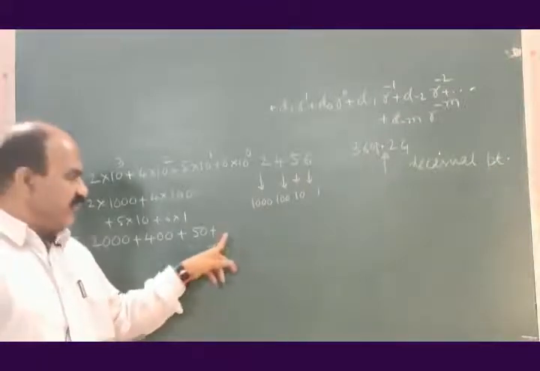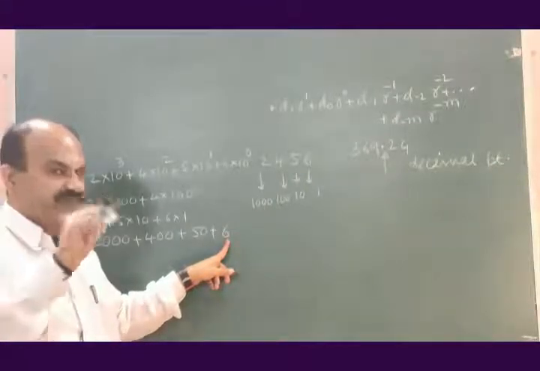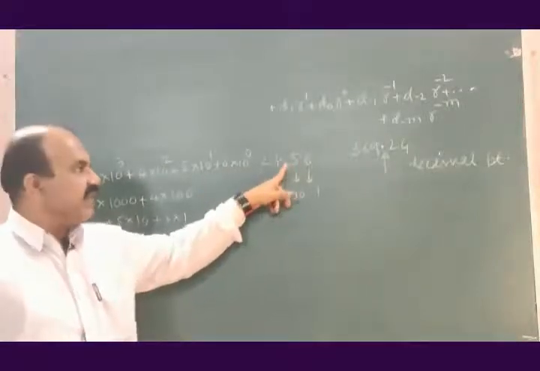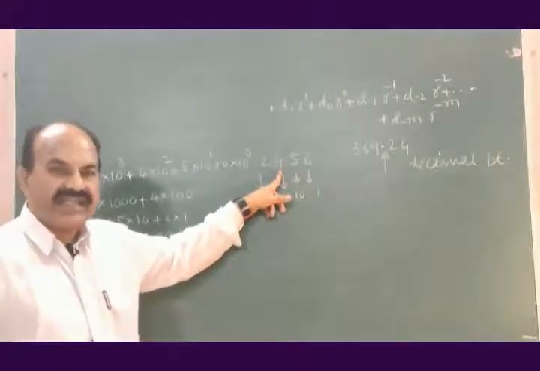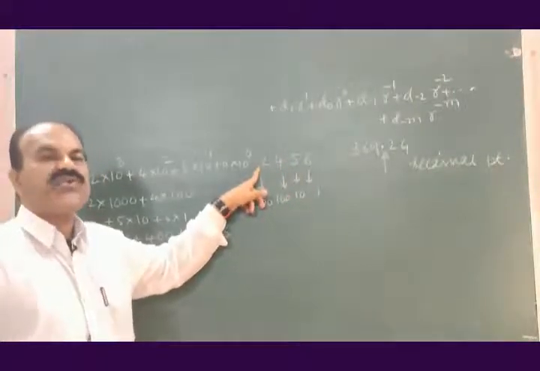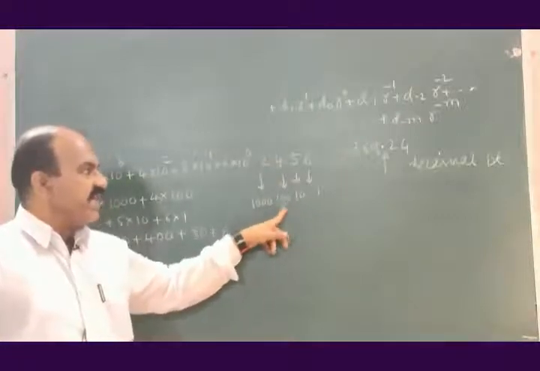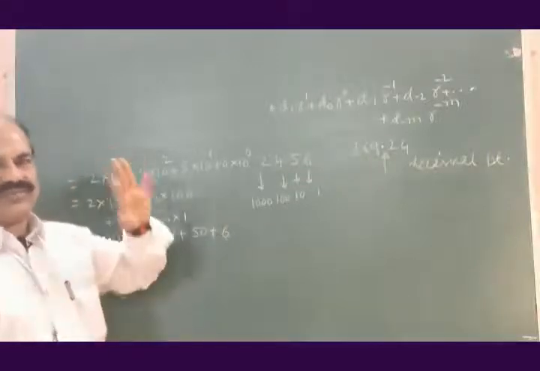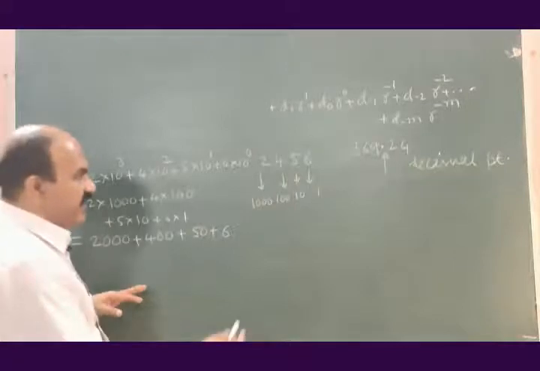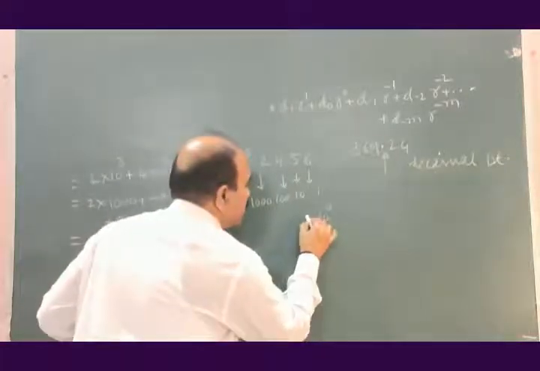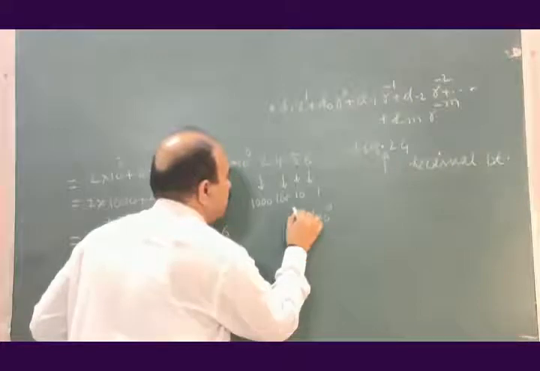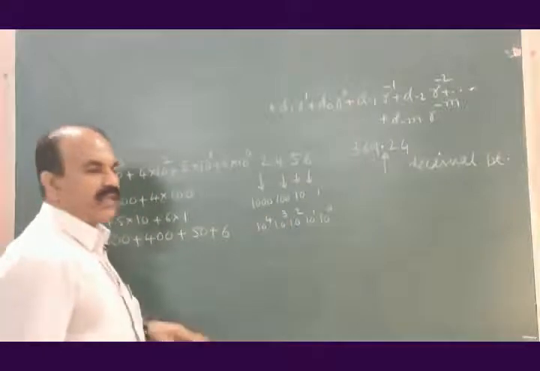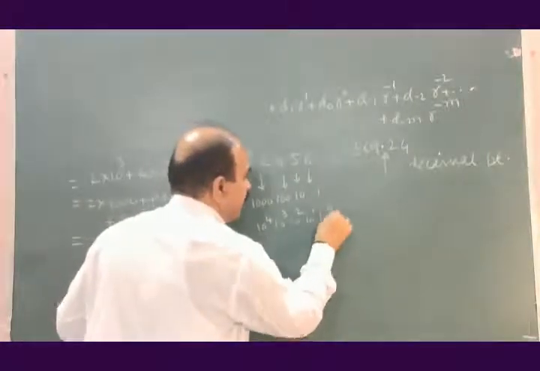2456. Weight of 6 is unity. Weight of this 5 is tens. Weight of 4 is 100. Weight of 2 is 1000. Ones, tens, 100, 1000, 10,000, 1 lakh, and so on. The weight will always go this way: 10 to the power 0, 10 to the power 1, 10 to the power 2, 10 to the power 3, 10 to the power 4. Decimal point will be here.